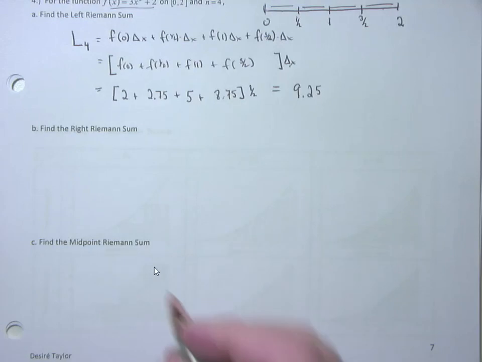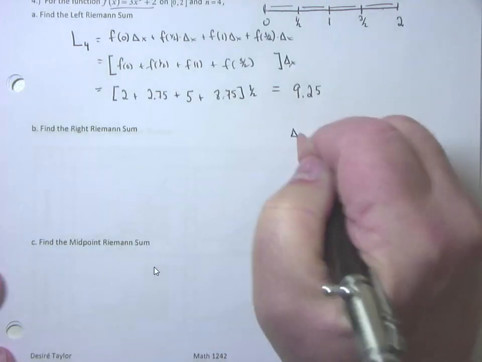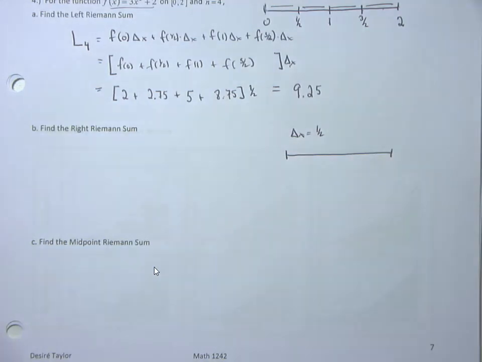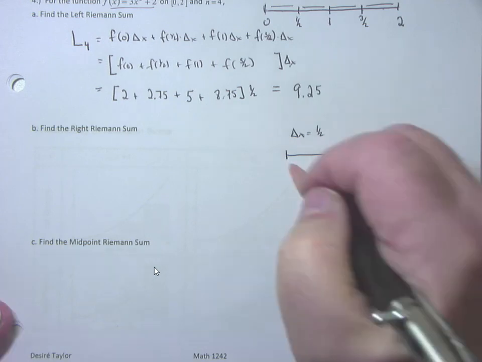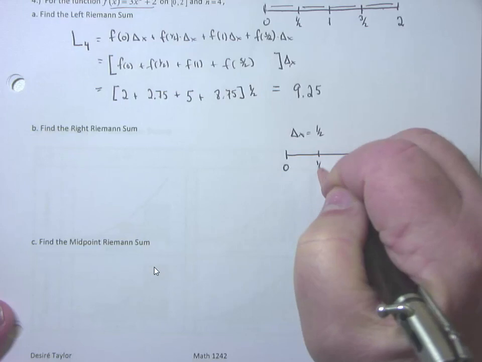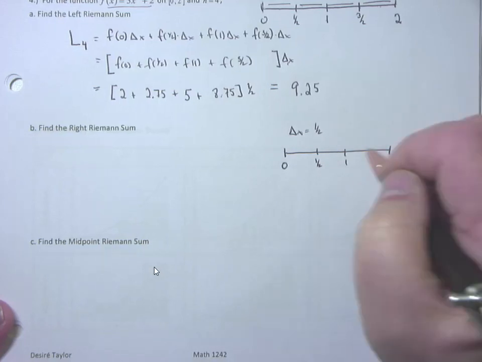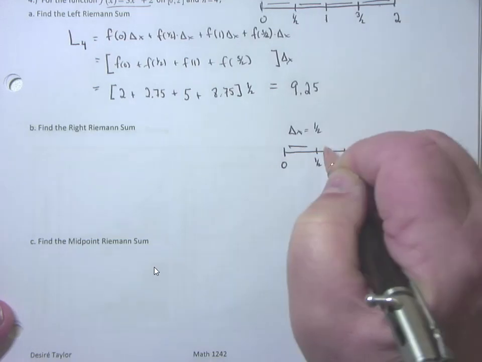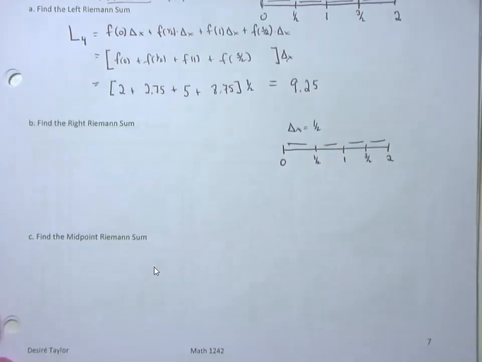I do a right Riemann sum. Delta x hasn't changed, it's a half. If you notice, I'm actually not graphing the system here. I'm not graphing 3x squared plus 2. I'm just looking at the points that I'm going to be plugging into it. A was 0. Your delta x was a half, so it's a half. Move over another delta x, which is 1, another delta x, which is 3 halves, and then 2. And once again, here are your four partitions.